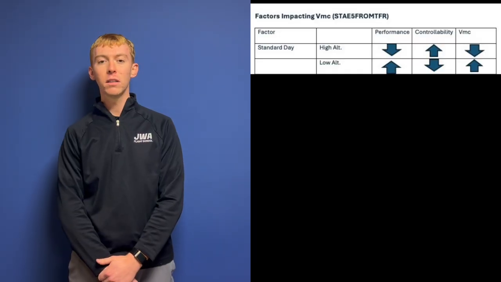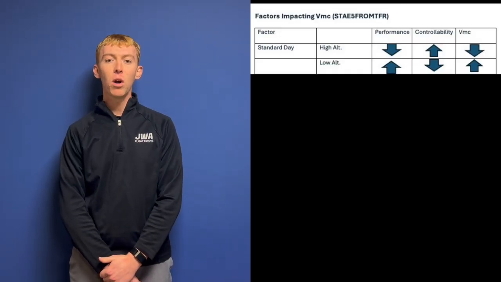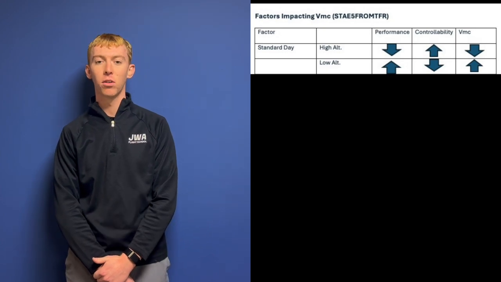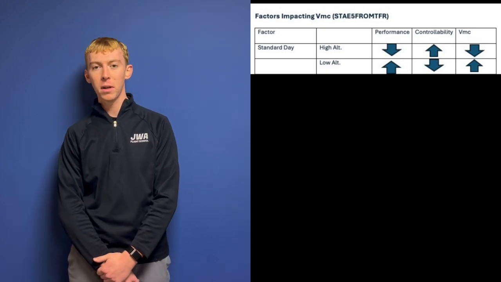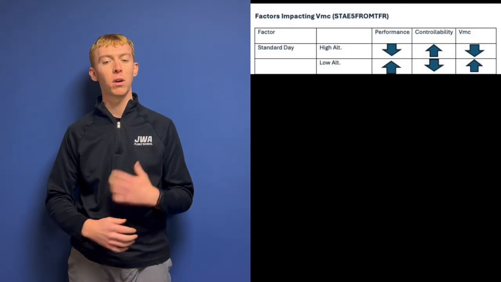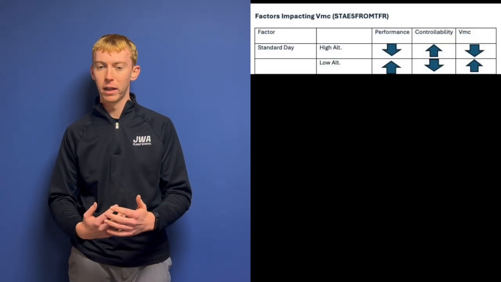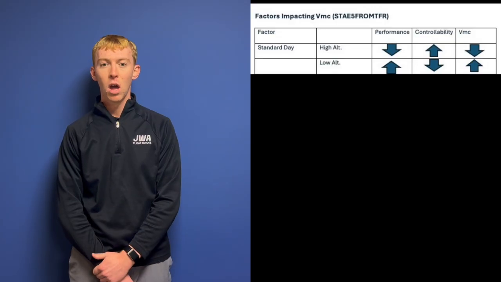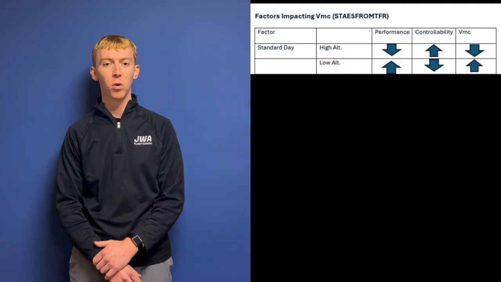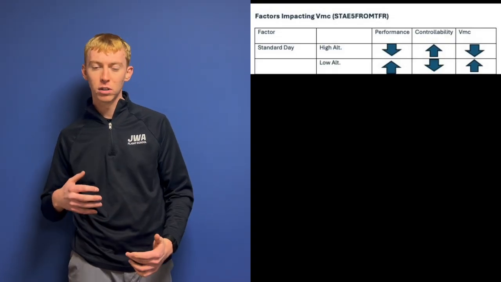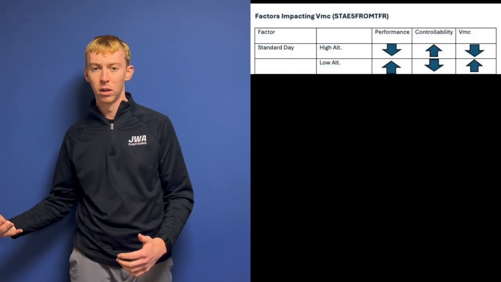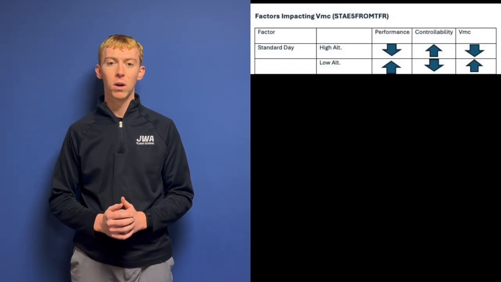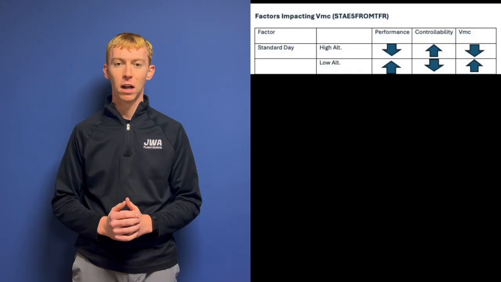Our next topic is low density altitude. At low density altitude, performance is going to increase. We're a naturally aspirated airplane, and therefore, with more air, we're going to get better performance. Controllability is going to decrease. Why does controllability decrease? There's more air friction impacting control surfaces, making them less controllable. Finally, VMC is going to increase with low density altitude.